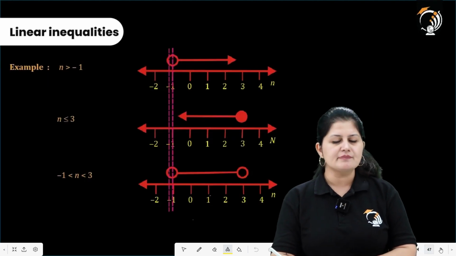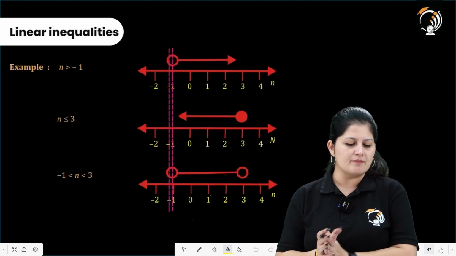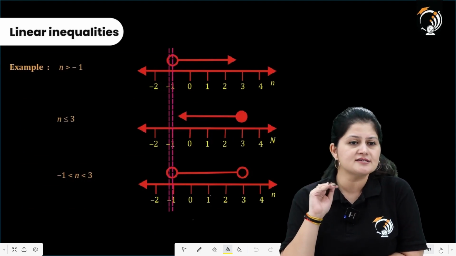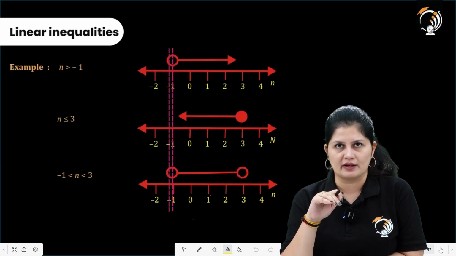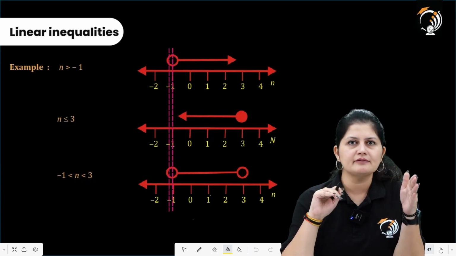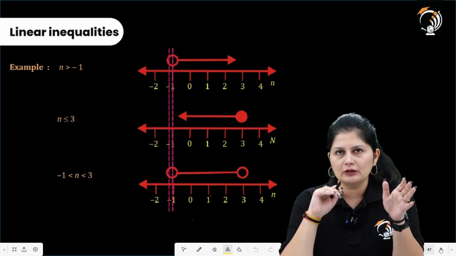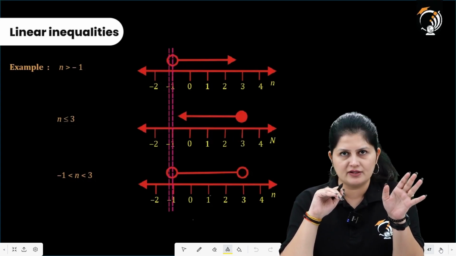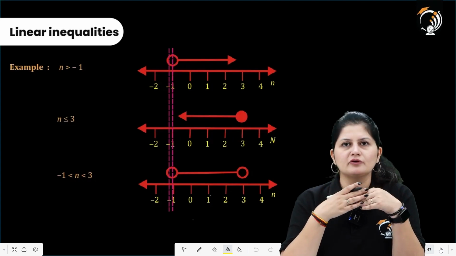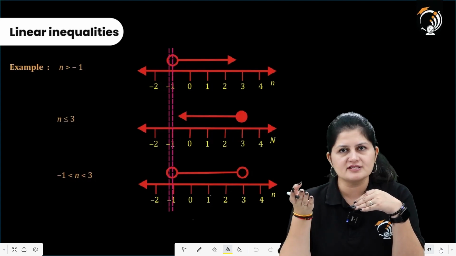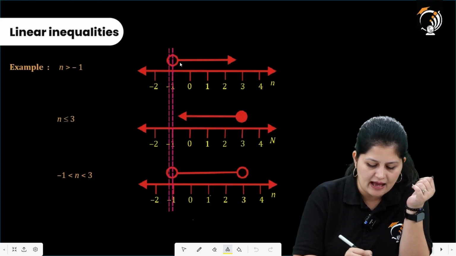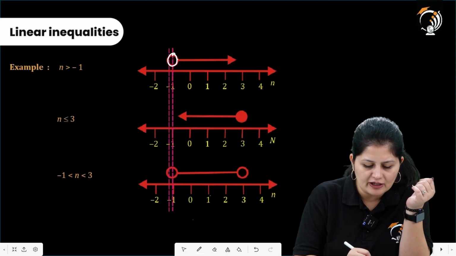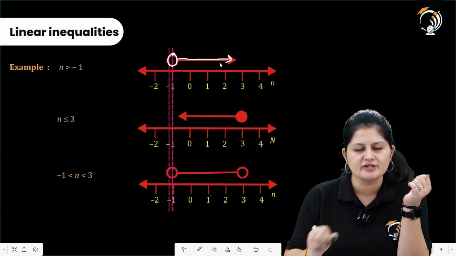Understanding some examples on this. In the first example, it says n is greater than minus 1. It is not saying n is greater than or equal to minus 1. So clearly, if n is greater than minus 1, then minus 1 is not included in the solution. That means we are going to have an open circle on minus 1. And as we are talking about the greater part, we are going to move towards the right hand side. So minus 1 is not included while we are talking about the greater than, and we are moving towards the right side.